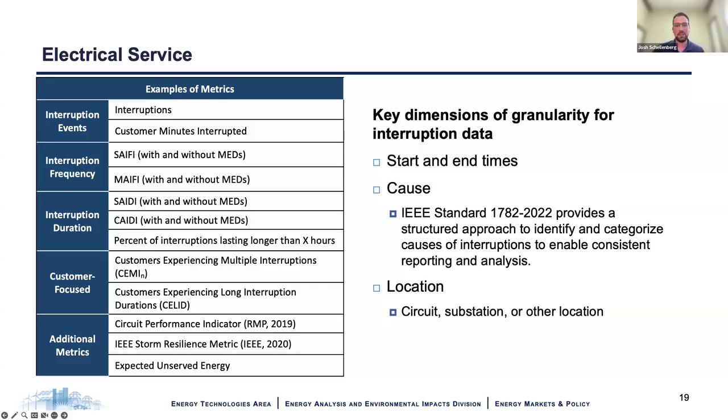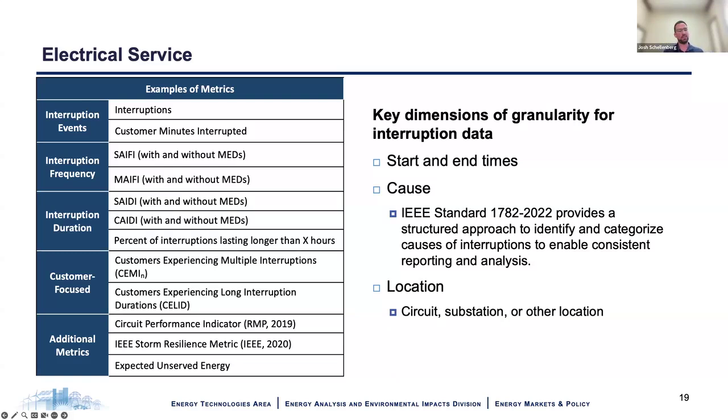But now that resilience investment has become a much bigger focus, there's been a push to look at these metrics, including all of the days, including these major events, and in some cases diving into specific major events to see how long it takes to restore power to customers. And then also, as you can see here, developing metrics like SEMI and CELID, which are customers experiencing multiple interruptions in a given year, in terms of the percentage or the number of those customers for a utility, as well as customers experiencing long interruption durations.